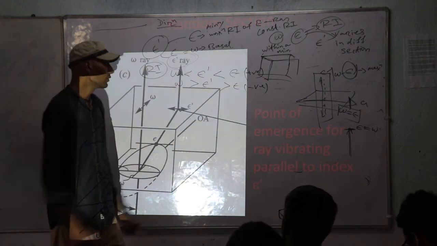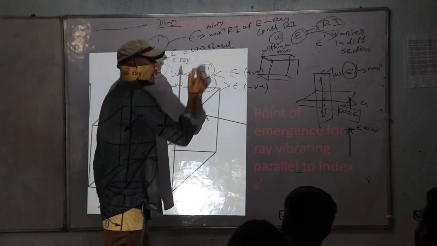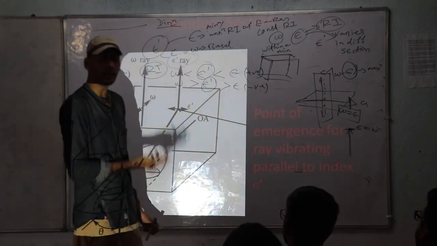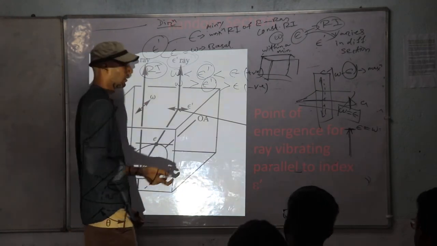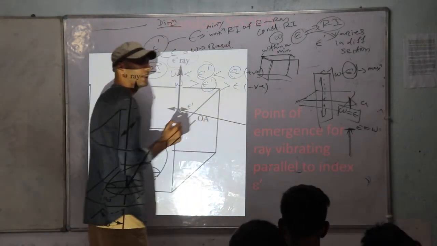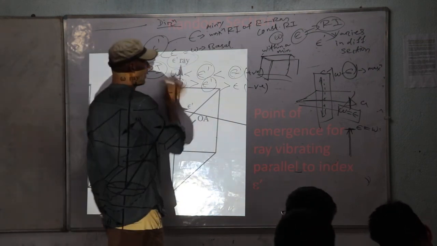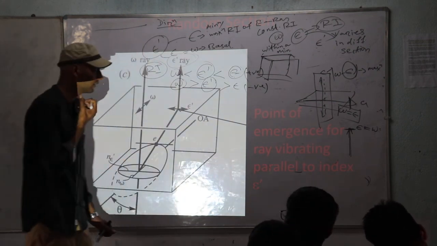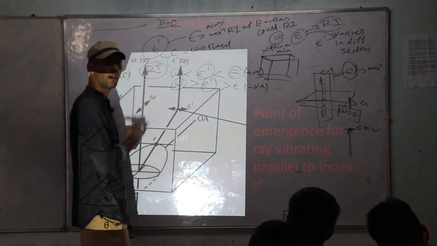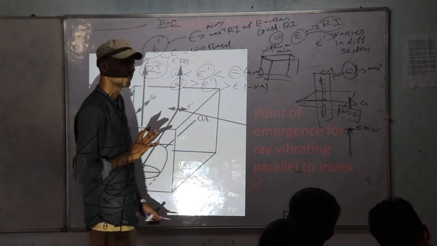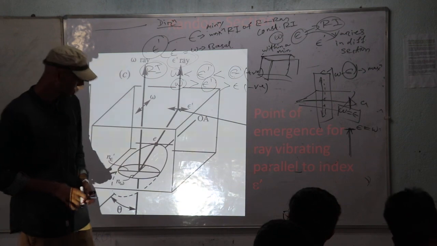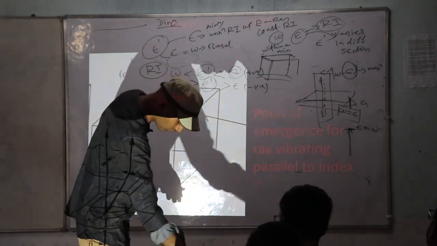So epsilon dash will be the refractive index of the extraordinary ray in a random section. Epsilon will be the refractive index of the extraordinary ray in the principal section. Omega will be the refractive index of the O ray or E ray in the basal section. Got that?